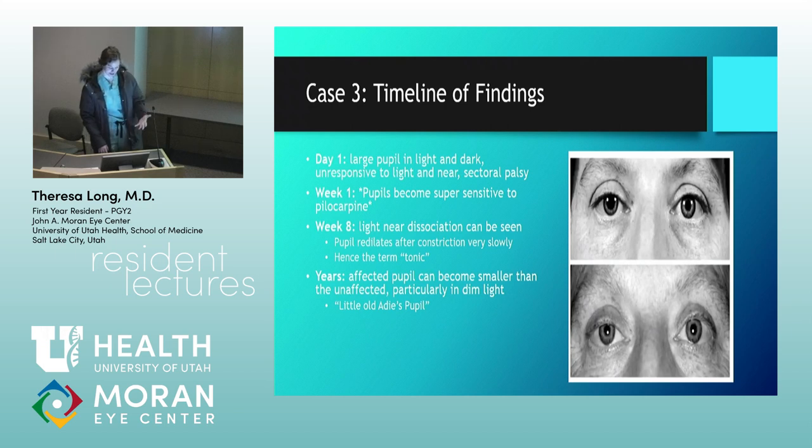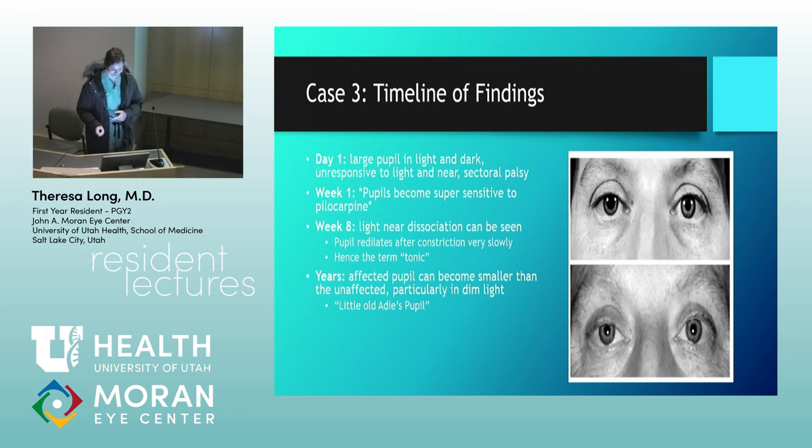There's a timeline of the findings, particularly with an Adie's pupil. On the first day, you'll have a large pupil in light and dark. It's unresponsive to light and near, and then you note the sectoral palsy on slit lamp examination. About a week later, you develop the denervation sensitivity, and that's when you can start doing your pilocarpine testing. Months later, you can see the light-near dissociation, because the pupil redilates very slowly after constriction. That's where the term tonic comes from: the slow redilation after pupillary constriction.